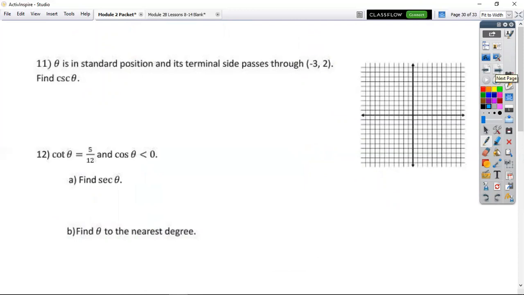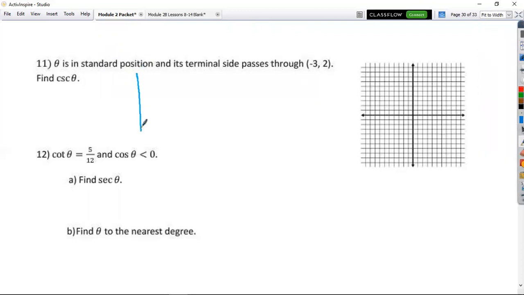All right, I apologize for this graph. This is going to be a little bit difficult to physically fit. So if you want, you can just make a new graph. I think that's almost what I'm going to do here. Yeah. Theta is in standard position and its terminal side passes through -3, +2. So this tells you your quadrant placement. That's why it's important. So I'm going to go to the left 3, and I'm going to go up 2.